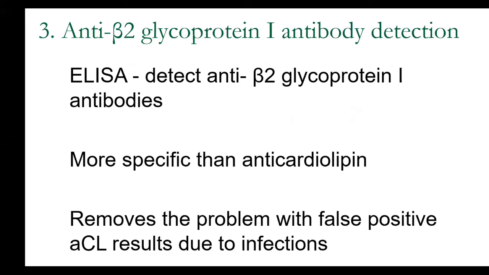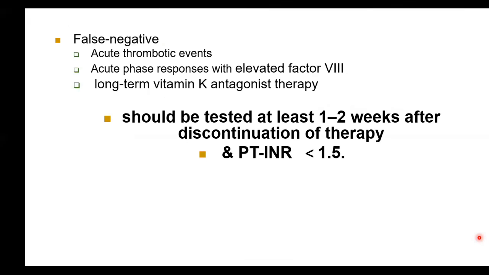Similarly, anti-beta 2 glycoprotein 1 is more specific than anticardiolipin antibodies and removes the problem of false positivity because of infections. So beta 2 glycoprotein is a better and preferred method than anticardiolipin antibodies.